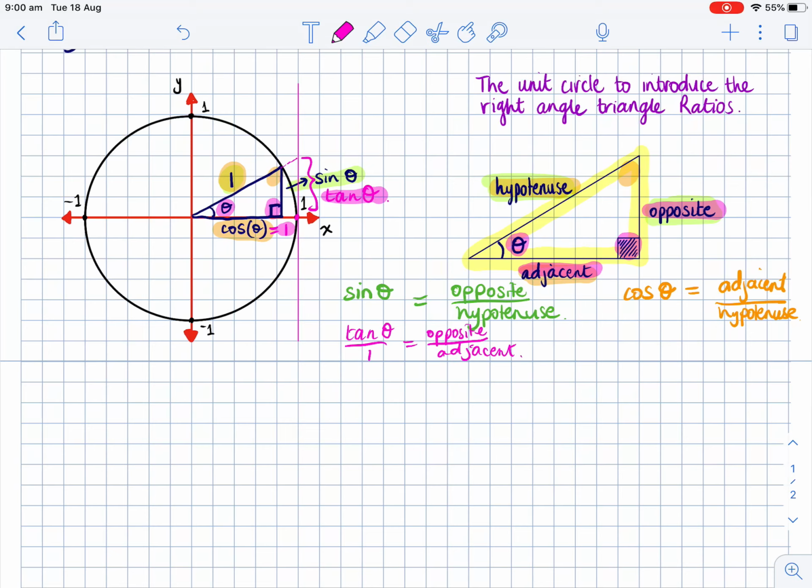Okay, so there's a lot in that video and it's become a very long video, so I'm going to stop that there. And that is our introduction to the unit circle.